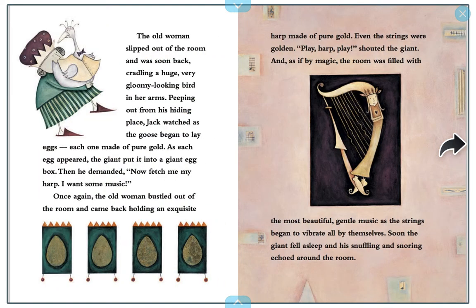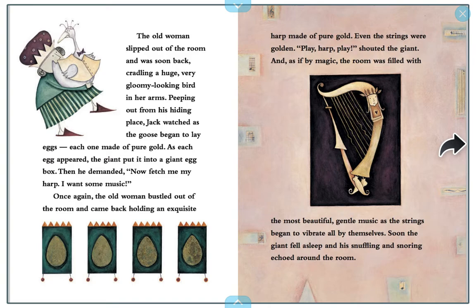The old woman slipped out of the room and was soon back, cradling a huge, very gloomy-looking bird in her arms. Peeping out from his hiding place, Jack watched as the goose began to lay eggs, each one made of pure gold. As each egg appeared, the giant put it into a giant egg box. Then he demanded, "Now fetch me my harp. I want some music."